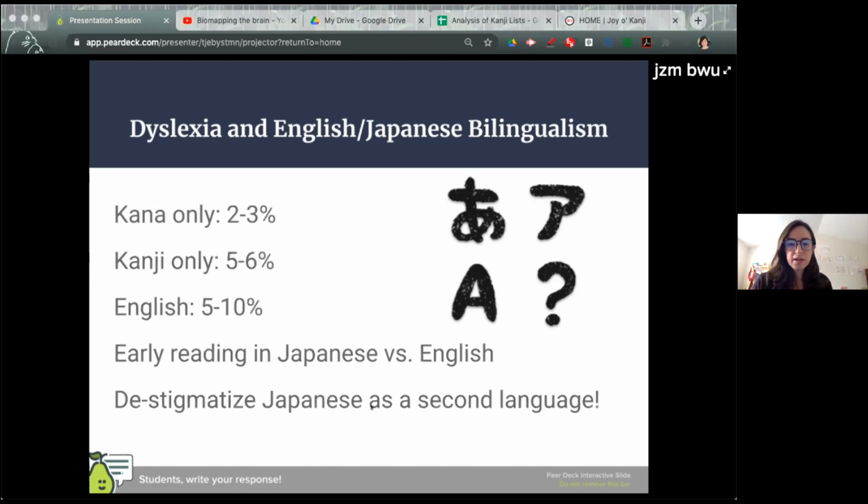And that's anecdotal to a certain extent, but I think that we are in a really, really good position to work with special education teachers to support learners and to destigmatize the reputation that Japanese has as a difficult language that they should be steering special ed students and specifically dyslexic students away from. I don't think that that perception is valid.